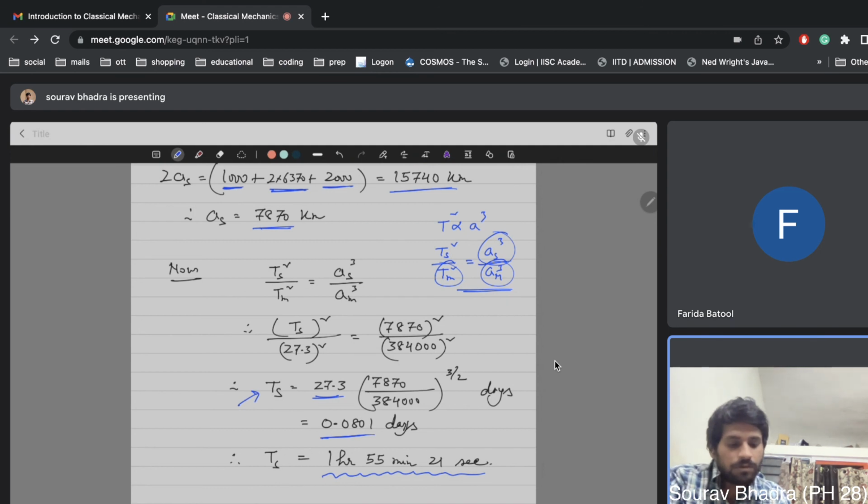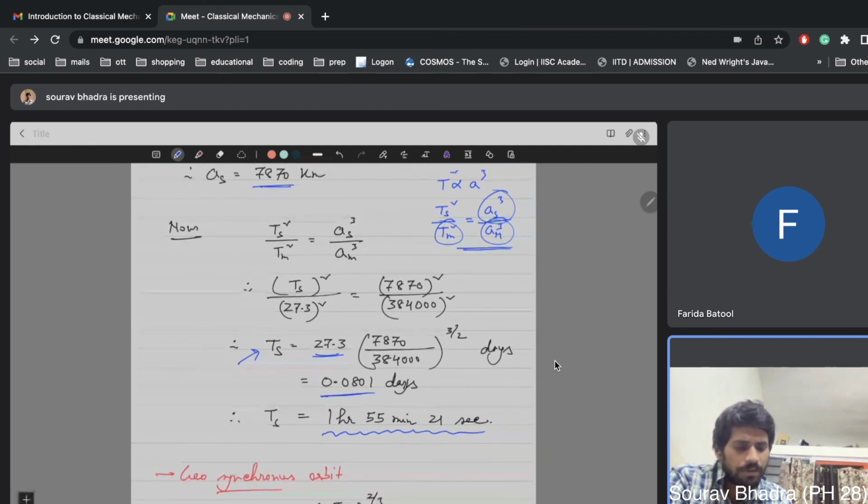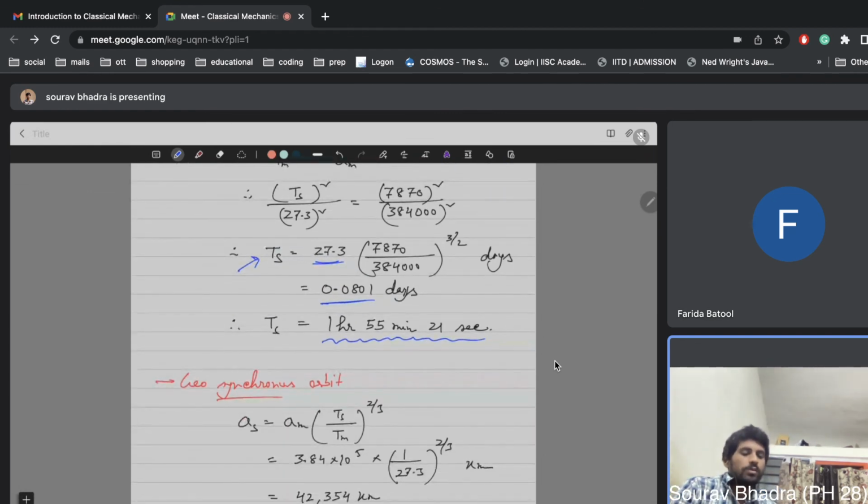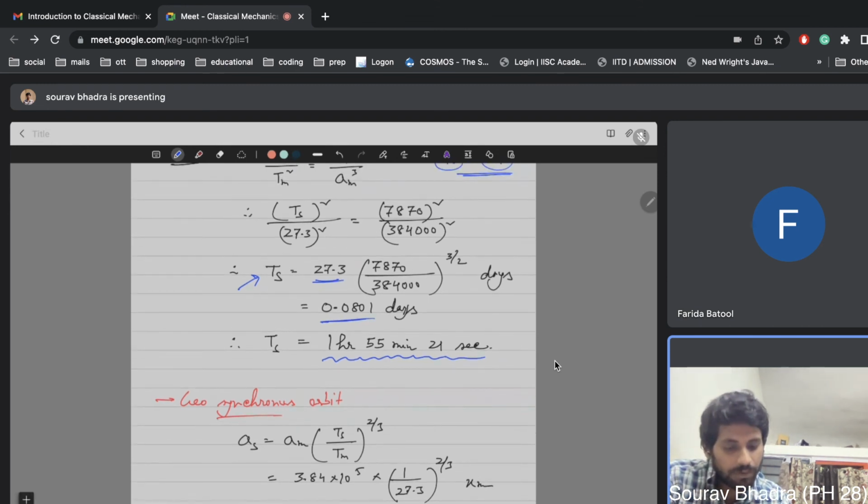Now, as an extension of this problem, you can also calculate the distance of a geosynchronous orbit. This is important for space science, because geosynchronous orbits are those orbits which have a time period of 24 hours. That means the time period is the same as the time period of the earth itself. So the earth's time period is 24 hours, and a geosynchronous orbit also has a time period of 24 hours. So we will calculate that.